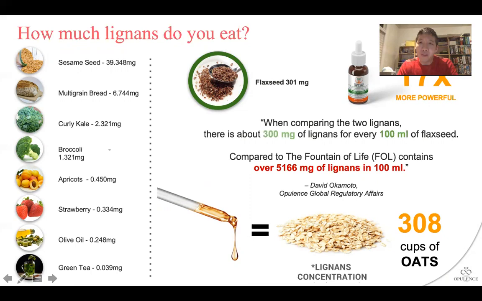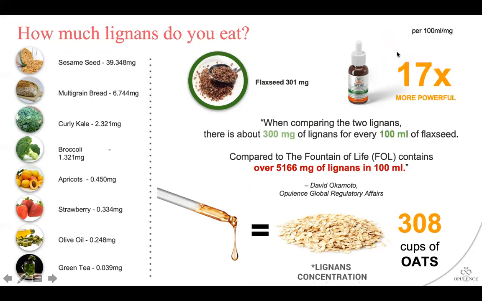But comparing Fountain of Life, though, to, of course, the broccoli, Fountain of Life has 17 times more lignans than the flaxseed. So when comparing the two lignans, there's about 300 milligrams of lignans for every 100 milliliters of flaxseed, all right? Compared to the Fountain of Life, it contains the same amount of content, contains 5,166 milligrams of lignans. So it's the most powerful lignin and most natural lignin you can get in the whole entire world.